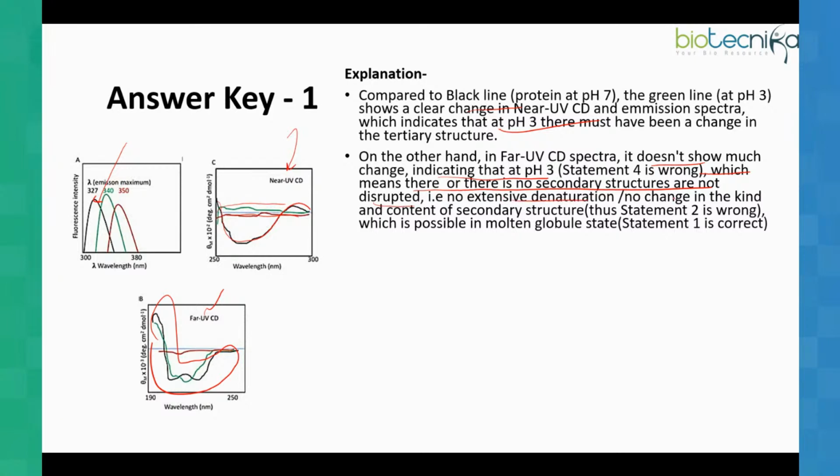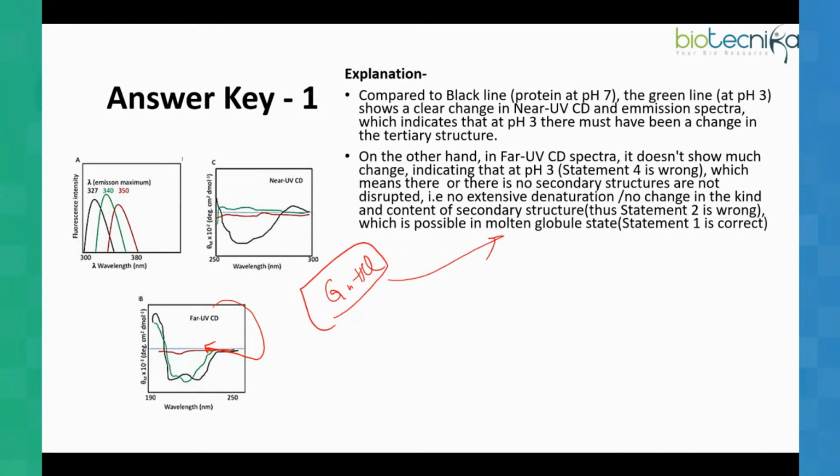indicating that at pH 3 the secondary structures are not disrupted. That is, no extensive denaturation, no change in the kind and content of secondary structure, which is possible in a molten globule state. So we can see in the far UV spectra there is a change in the red line, which is in guanidinium hydrochloride. And in guanidinium hydrochloride, it is possible that you will have a molten globule state achieved from the protein. So what is a molten globule?